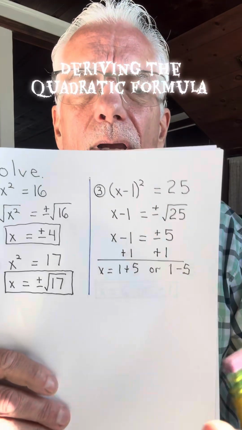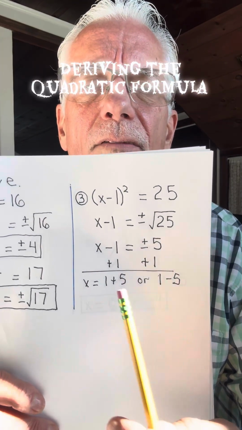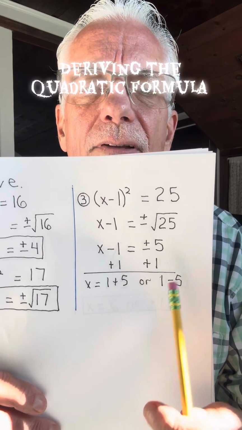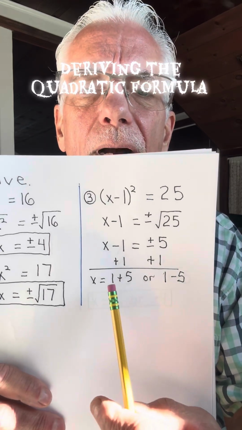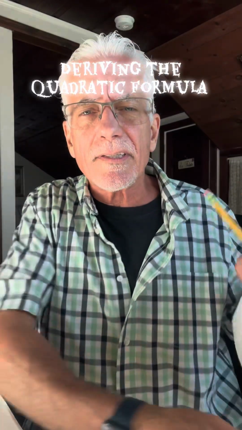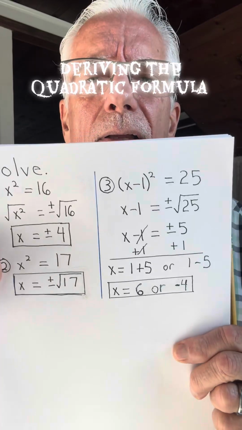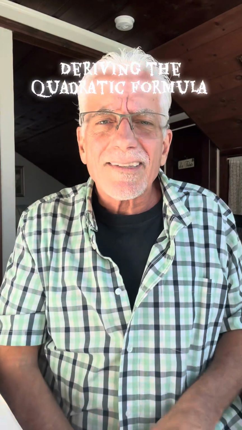So we're going to go x equals 1 plus 5, or x equals 1 minus 5. Remember, plus or minus 5. And since 5 is a whole number, we can combine it with this 1 that we're adding to both sides. So 1 plus 5 is 6, and 1 minus 5 is -4. So our two answers are going to be 6 or -4 right there, okay? All right, okay, so let's keep going, you guys.